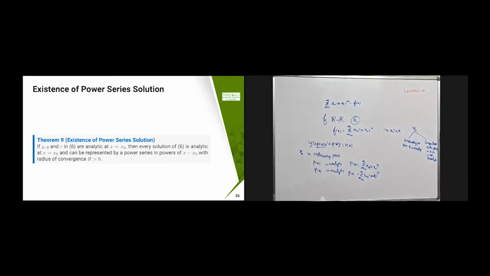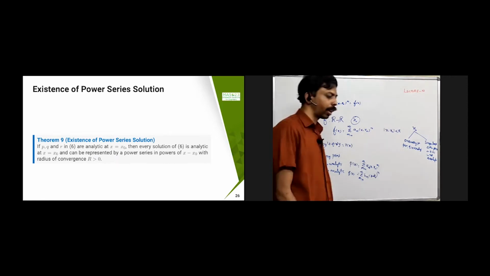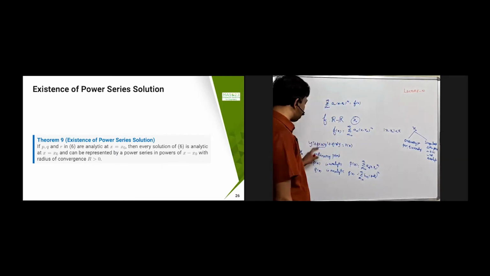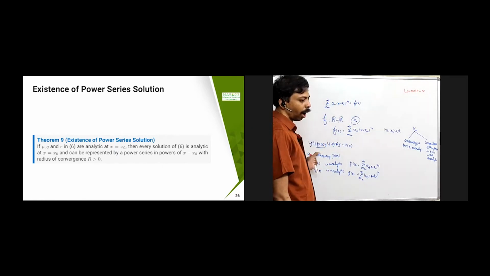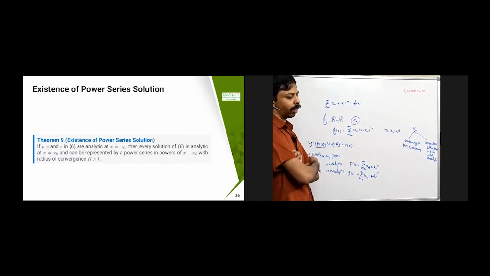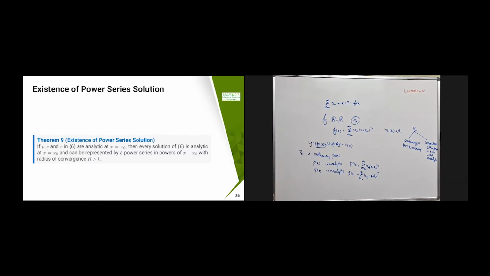The next slide. Suppose your P of x and Q of x are analytic at x equal to x naught, meaning x naught is an ordinary point. Then what this theorem, the existence of a power series solution, is going to say is that the solution of this homogeneous problem is going to exist. Every solution of this problem is going to be analytic at x equal to x naught, and that can also be represented in that way.